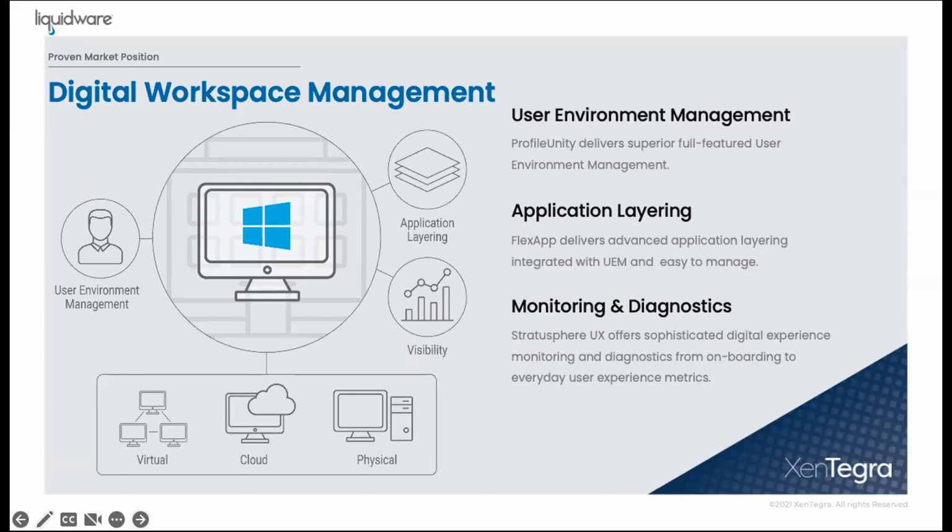Our digital workspace management is comprised of our 3 current products. First one is called Profile Unity. Profile Unity is a full-featured user environment management platform. There are 2 pieces to Profile Unity. There's the policy side of the world. This is where we map drives, map printers, and inject registry keys. And the benefit here is that we can wrap context around it.